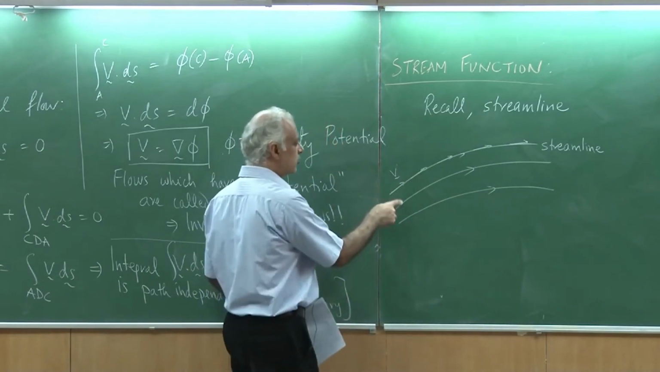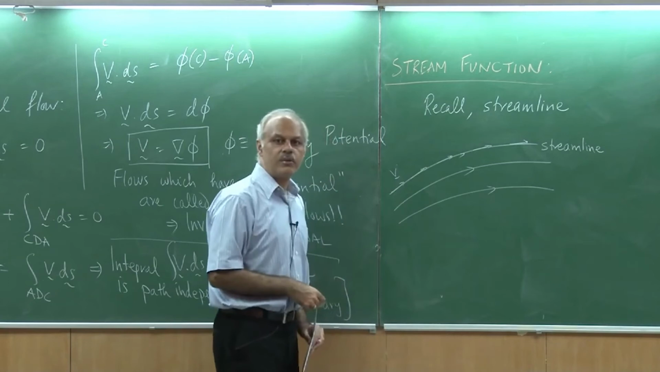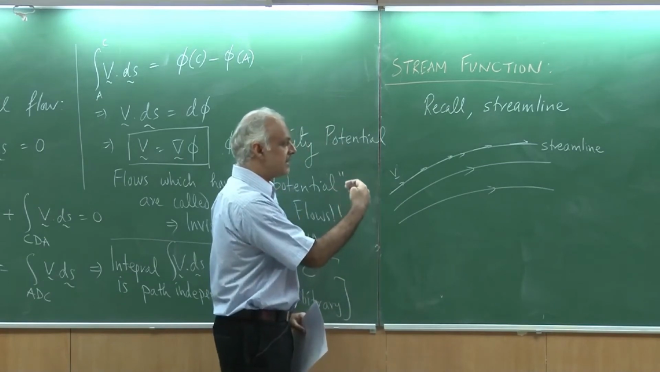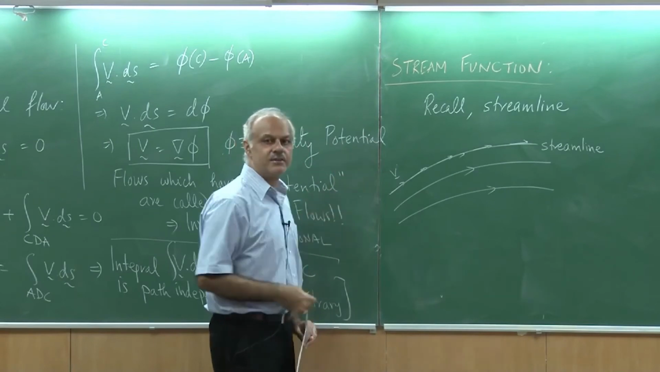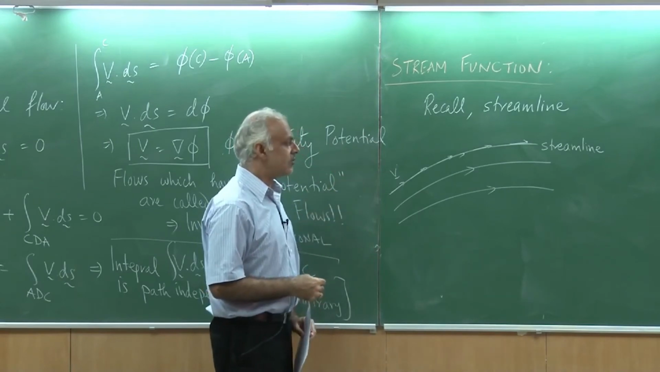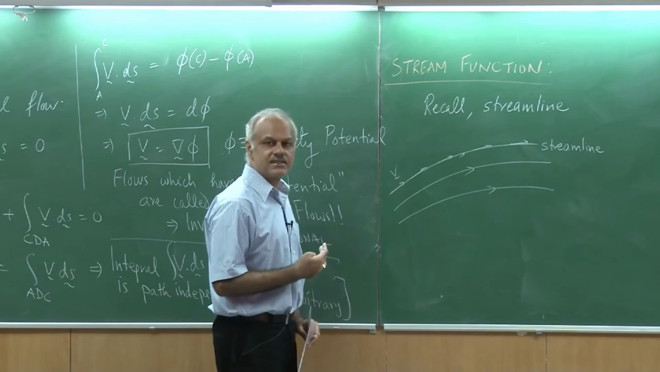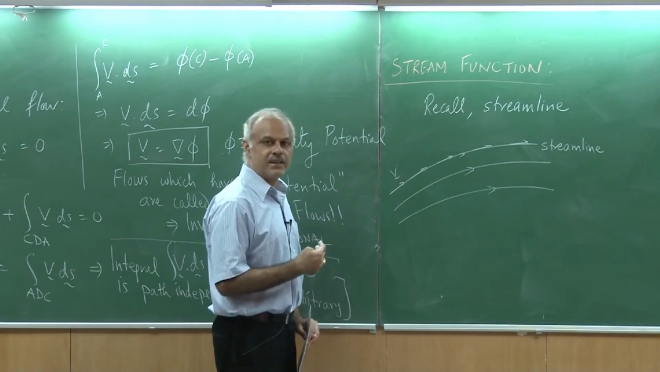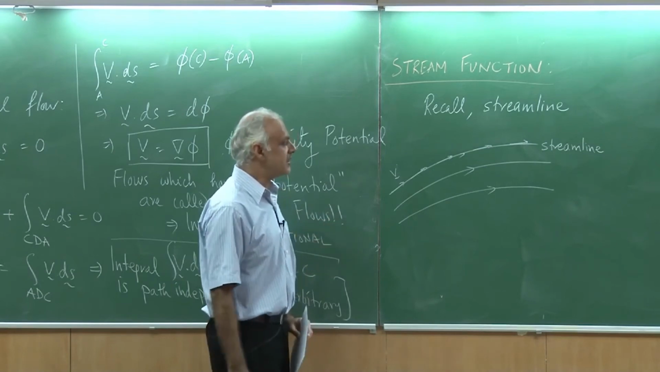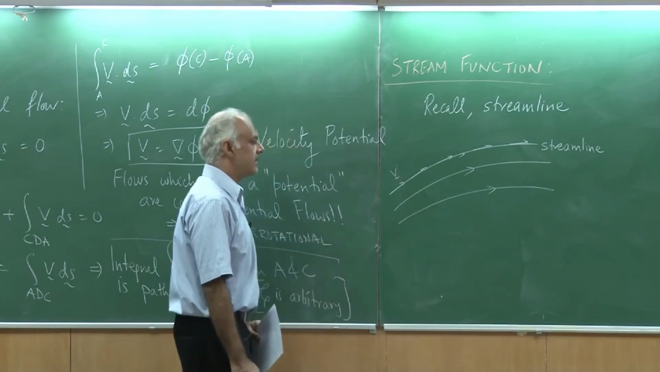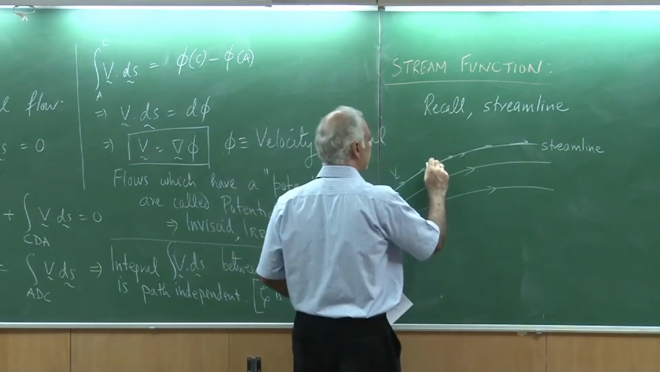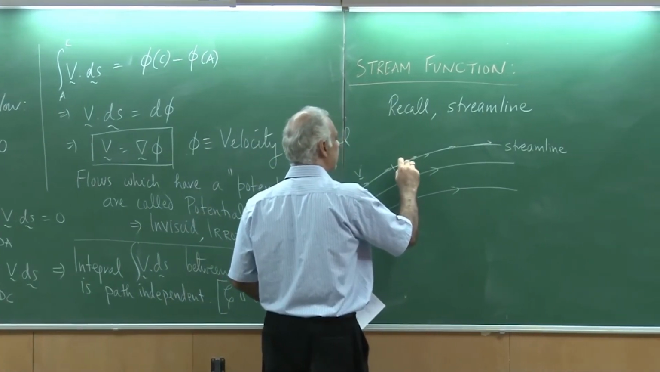So if I take two sets of streamlines, they form a stream tube. If I took a set of streamlines and formed a surface in 3 dimensions, then I could get a stream surface, okay? And if it is closed, it is a stream tube, but it need not be closed and it would still form a stream surface. Okay.